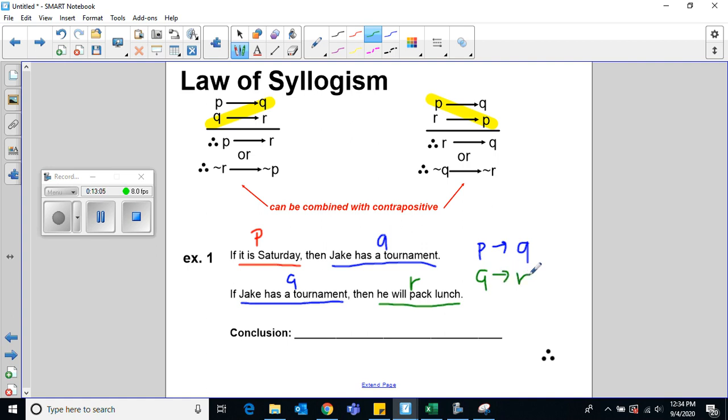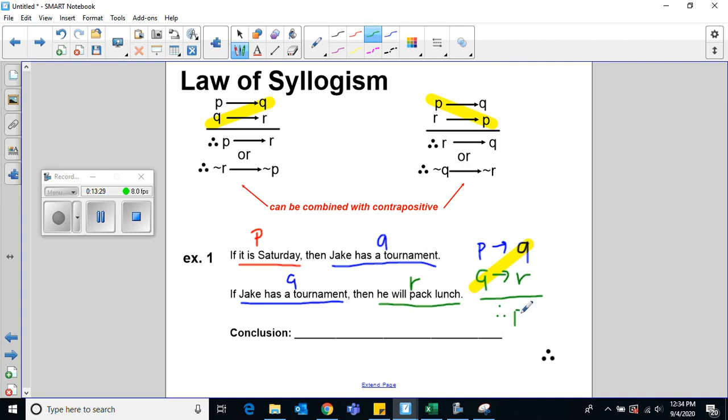And so because we have the two conditional statements, we can now look at our diagonal. Whoa, our diagonals are both Q, so they can cancel each other out. So then we know that our conclusion that we can write will be P to R.